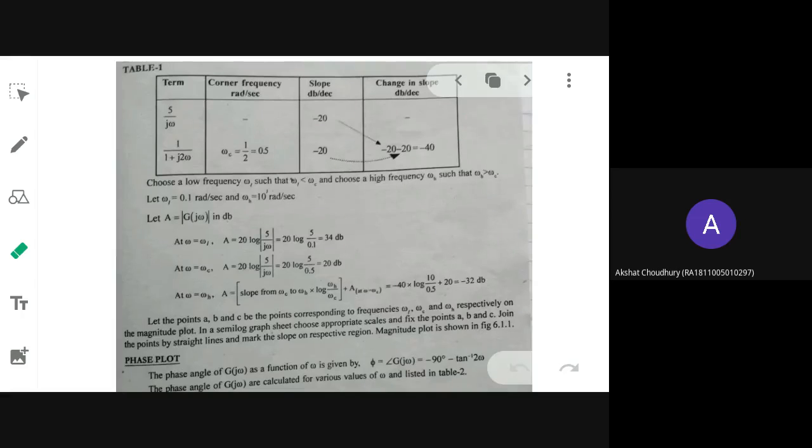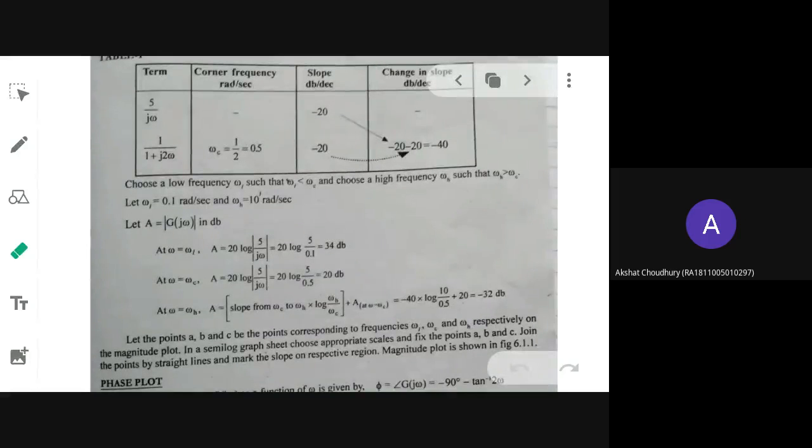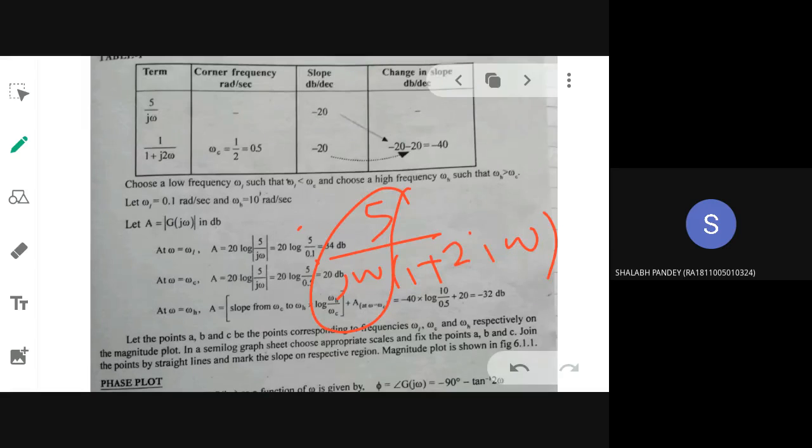What will be the first term that you will be tabulating in the table? Integral or derivative term. What term is in your formula? The formula is 5 divided by j omega into 1 plus 2 j omega. So the first factor is 5 divided by j omega, which will be added as the first term. The second term is 1 divided by 1 plus 2 j omega. In the second column we will tabulate corner frequencies in increasing order.